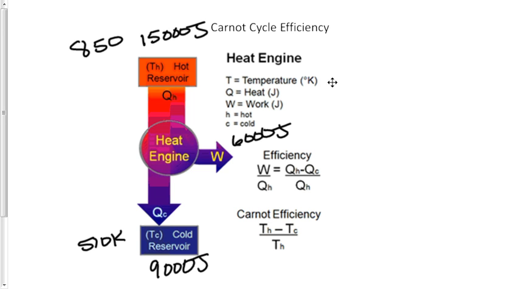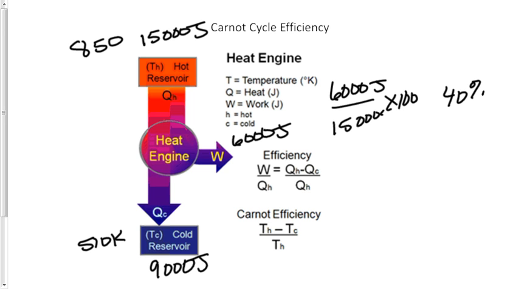So then I can just take 6,000 joules and divide that by 15,000 joules. And then I just multiply that by 100, and that turns out to be 40%. So this is a 40% efficient heat engine.